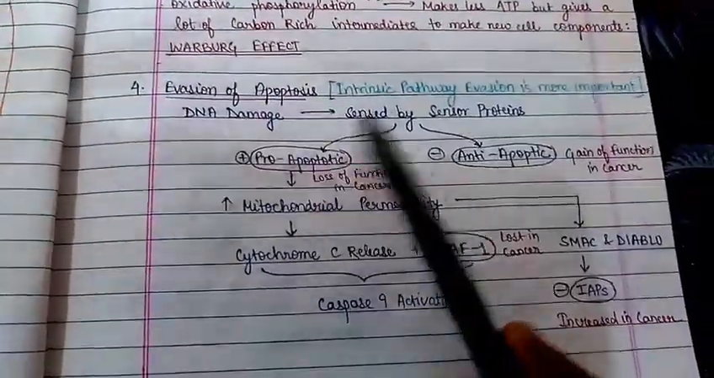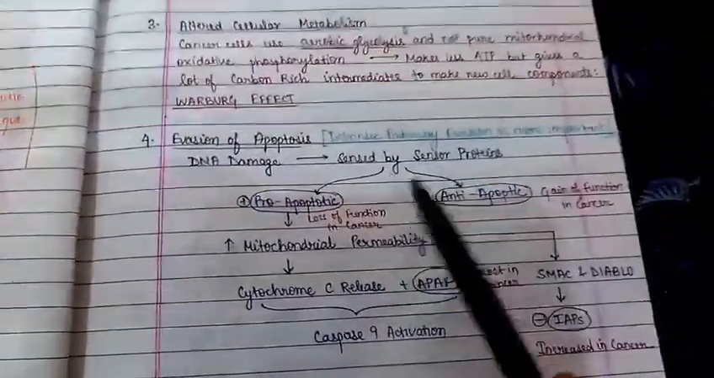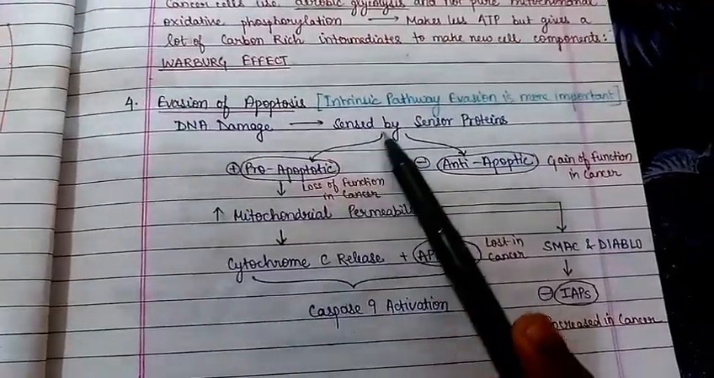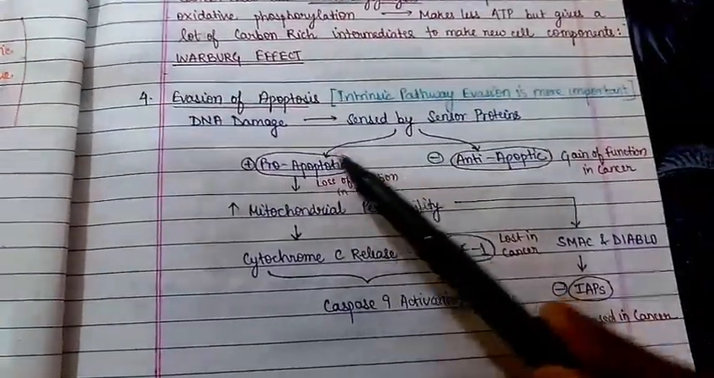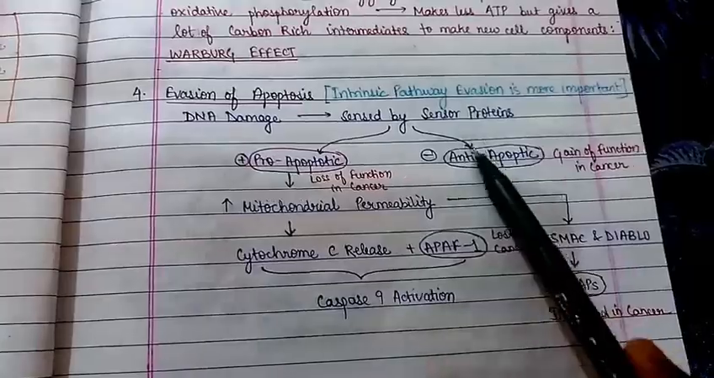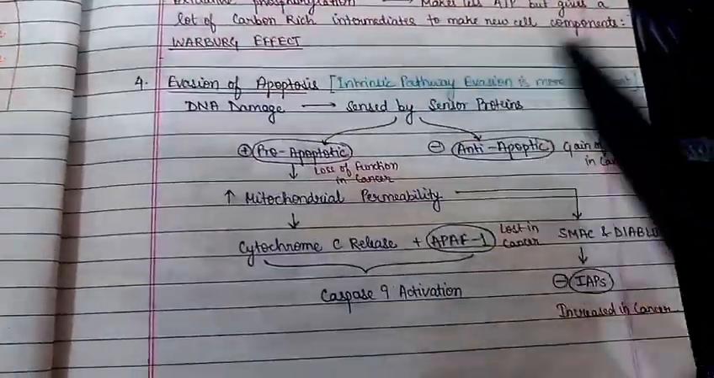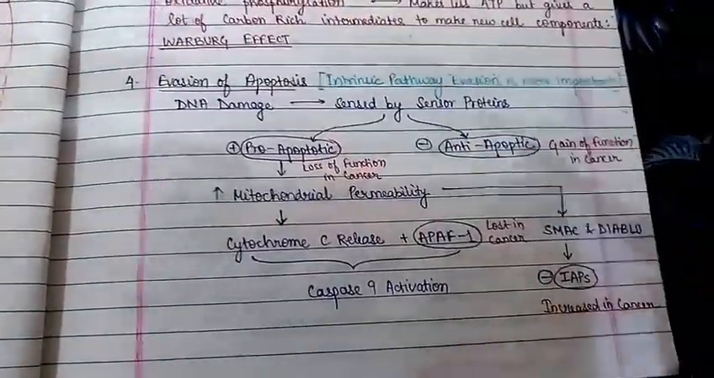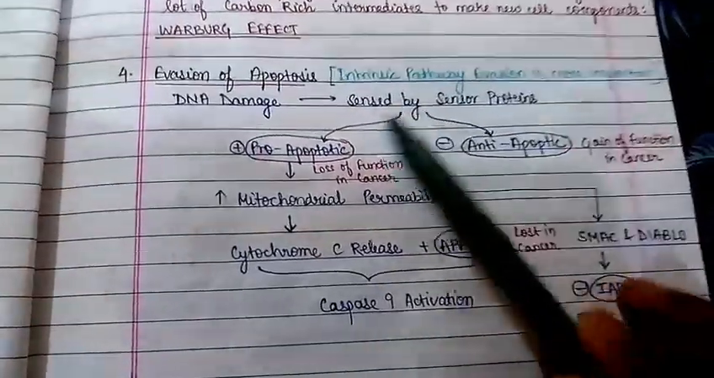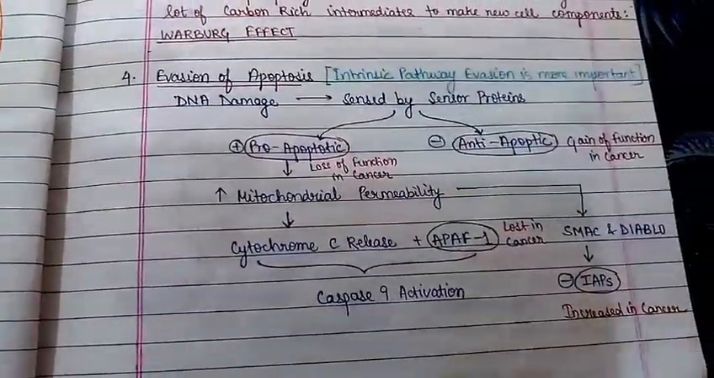Okay, so if there is DNA damage, that will be sensed by your sensor proteins. Okay, and that can send an activating signal to pro-apoptotic genes. Okay, and negative signal to anti-apoptotic. This is the general way, this is the normal way. Okay, normal way of intrinsic pathway, that if there is DNA damage, then it will be sensed by sensor proteins and it will send a message to your pro-apoptotic genes.